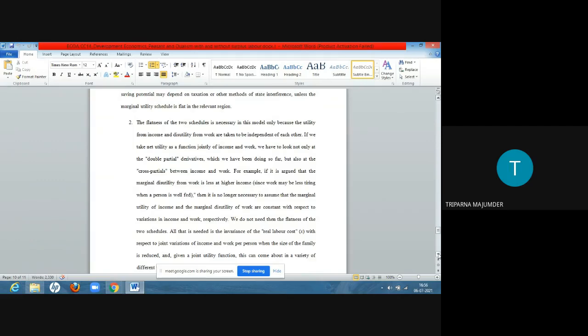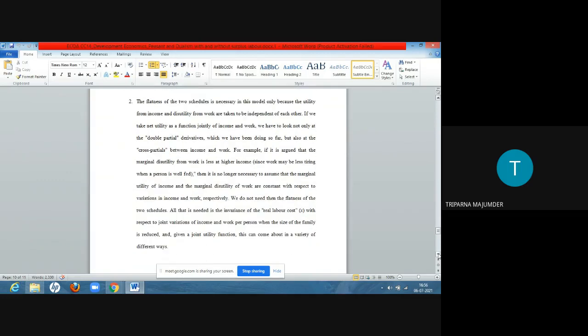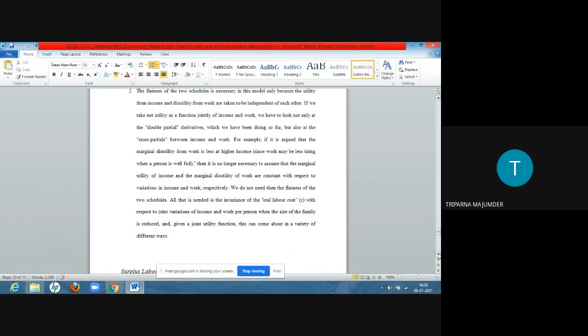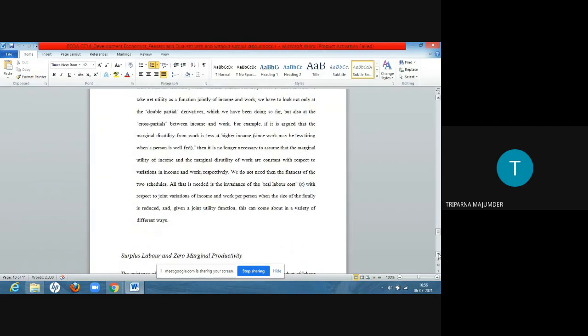All that is needed is the invariance of labor cost X with respect to joint variations of income and work per person when the size of the family is reduced, given a joint utility function. This can come about in a variety of different ways. That is not our concern here.